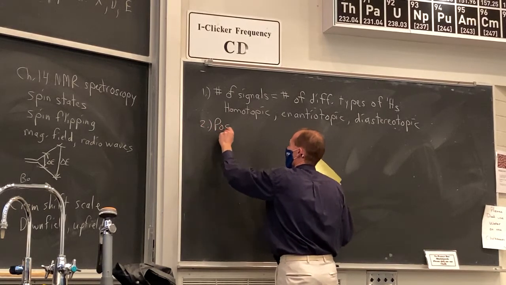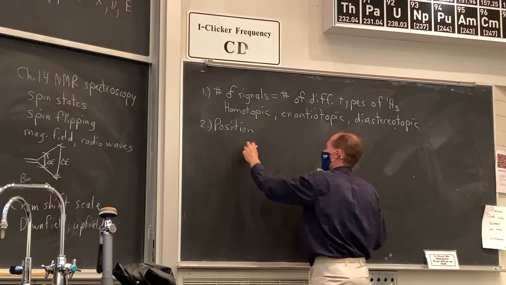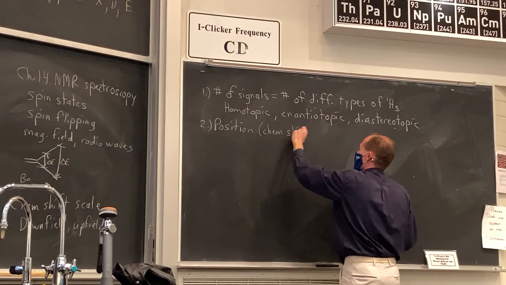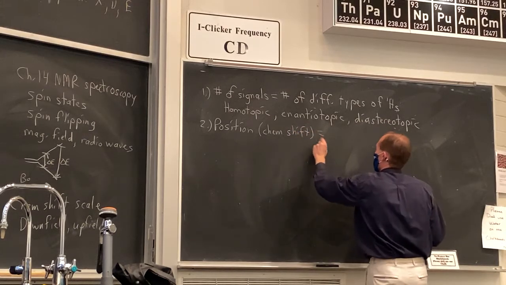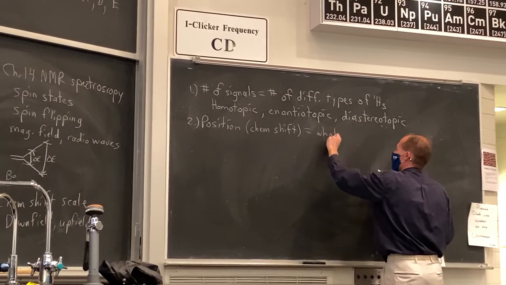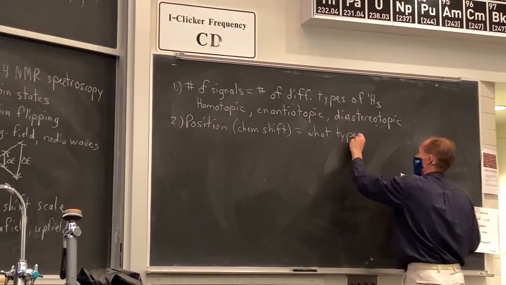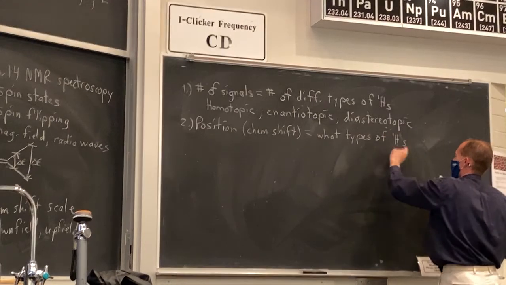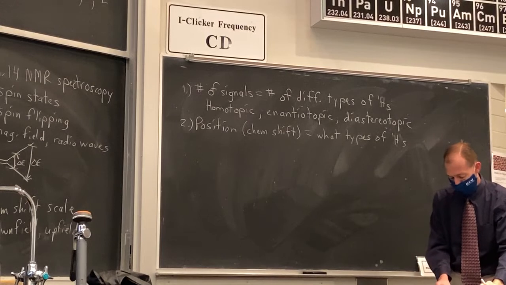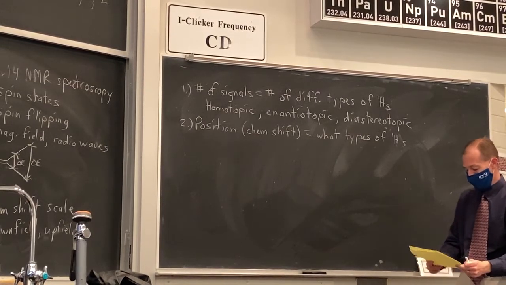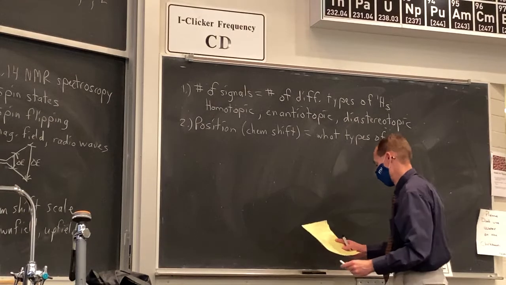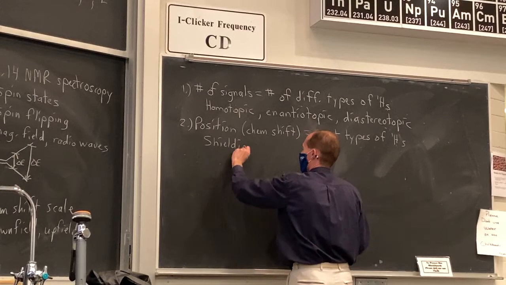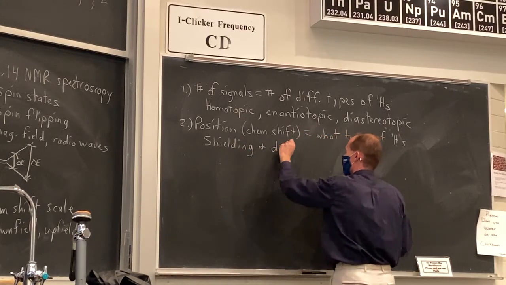Second thing we learned, or the second key feature of the NMR, is the position or the chemical shift. That's the position of our signals. That tells us what types of hydrogens are present. Okay. And so associated with chemical shift, we learned the terms shielding and de-shielding.